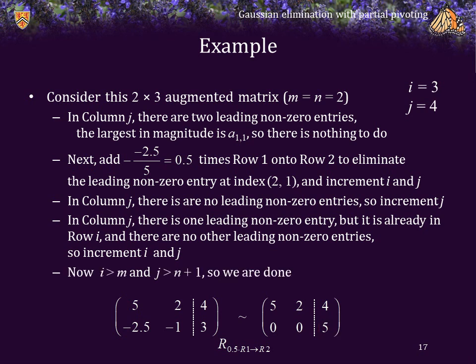At this point, i equals 3 is greater than 2, which is the value of m, and j is equal to 4, which is greater than 3, which is n plus 1. So we are done. However, now we see that the rank of the matrix A is 1, and the rank of the augmented matrix is 2. Therefore, we have a zero equation: 0 times x1 plus 0 times x2 is equal to 5, which is impossible, and therefore no solution exists.